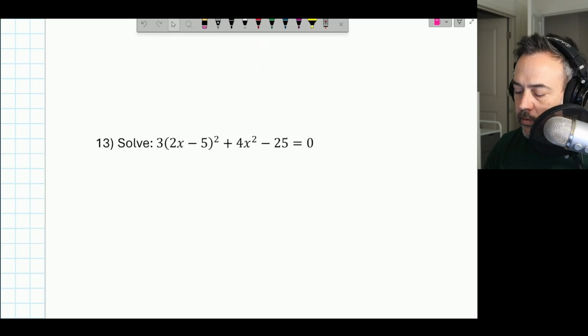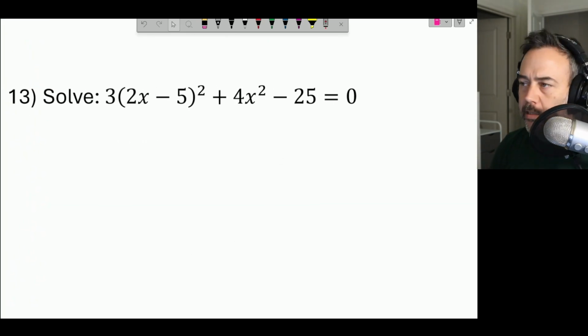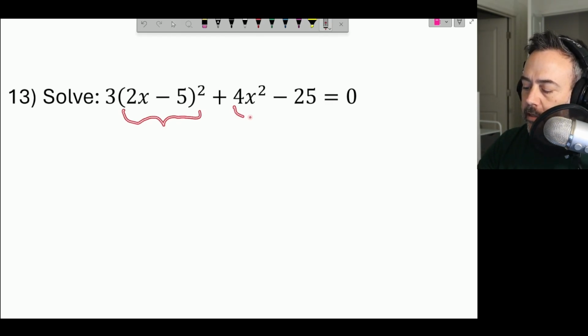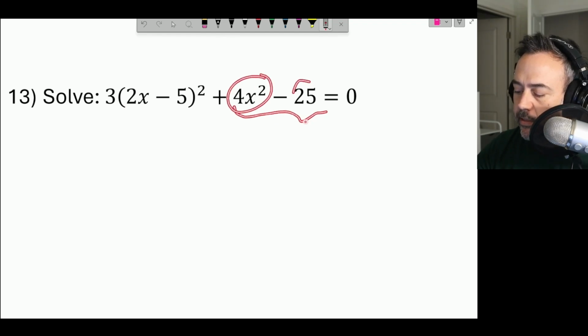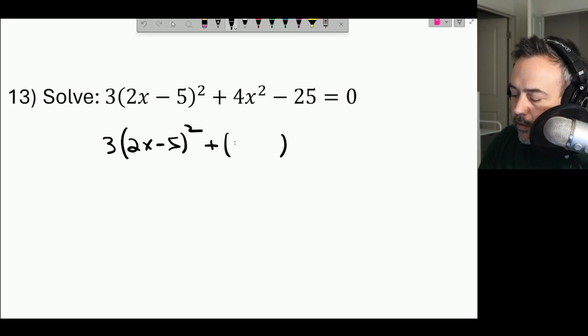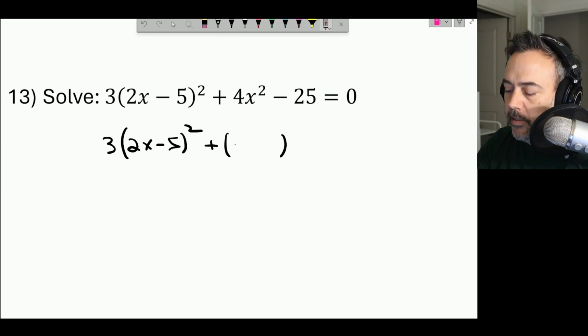Last one. Solve this. Okay. Couple of ways to do this. I mean, you can kind of think through this in a couple ways. But I noticed this is already factored as a perfect square. And I noticed that this is a perfect square and 25 is a perfect square. So this is 2x minus 5 squared plus. I said this is a perfect square. This is a difference of squares, is what I should have said.